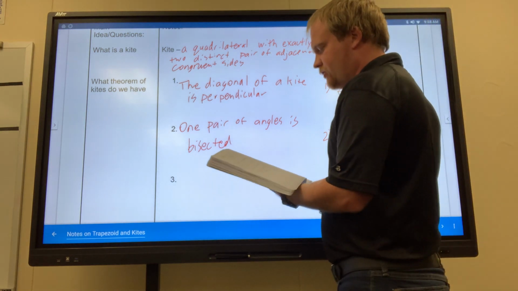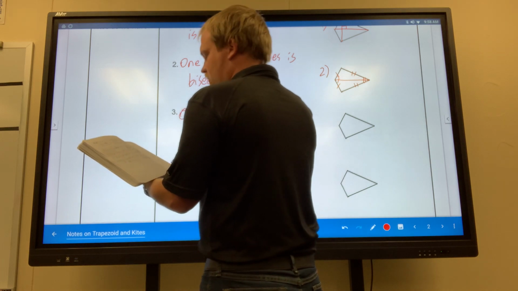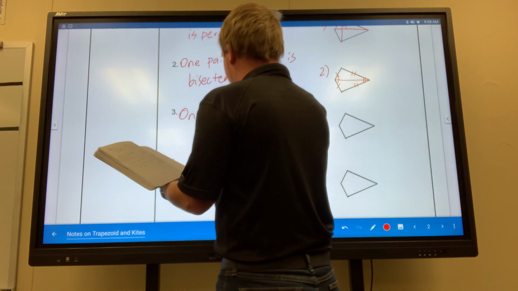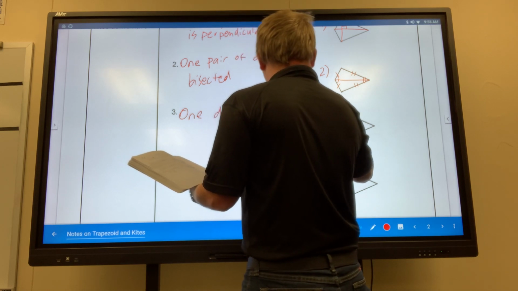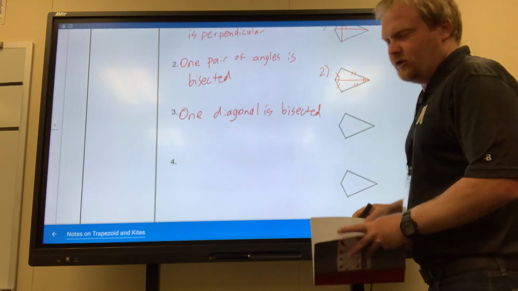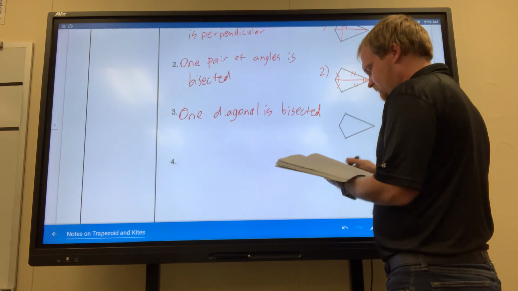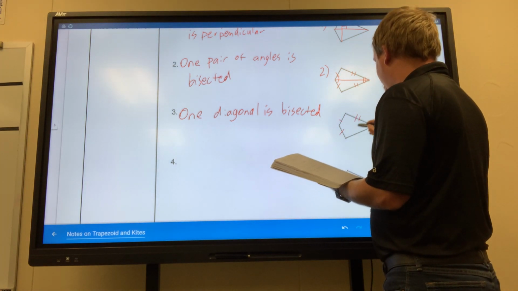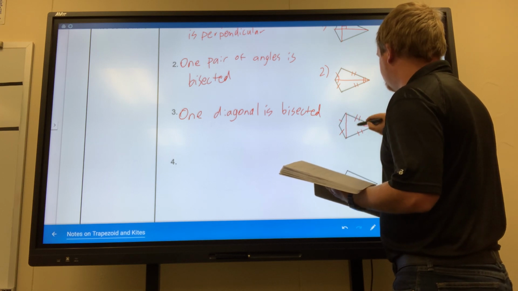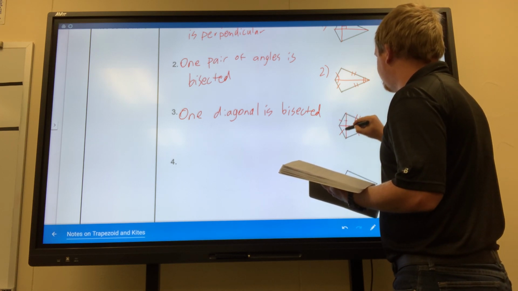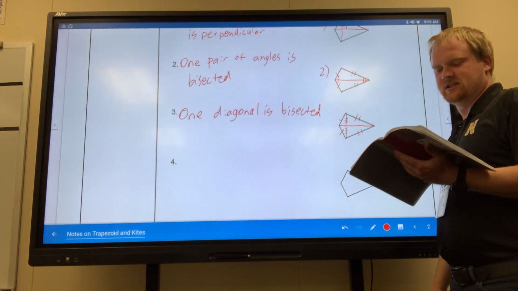Now, let's look at the third theorem. One diagonal is bisected. So what does that mean? Well, if I look at it right, so here's my congruent sides. This side right here, this diagonal right here are going to be bisected.